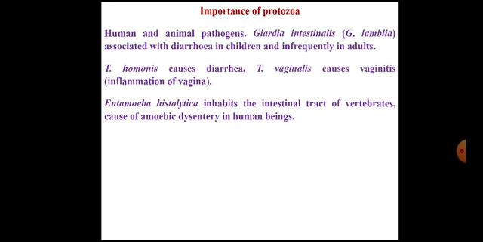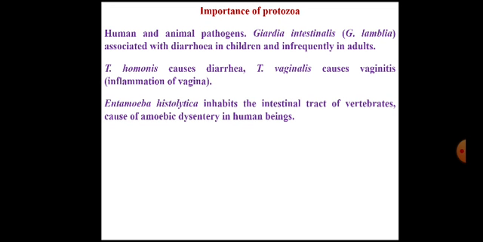What are these? Let us say human and animal pathogens. So there are few protozoans which are responsible for production of diseases in humans and animals. Say for example, Giardia intestinalis. It is associated with diarrhea in children and infrequently in adults. Second, Trypanosoma hominis, that causes diarrhea. Trypanosoma vaginalis, it causes vaginitis, that is the inflammation of vagina. So these are the infections caused by trypanosoma.